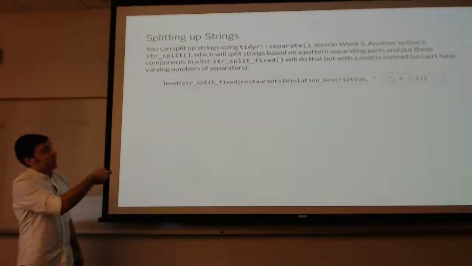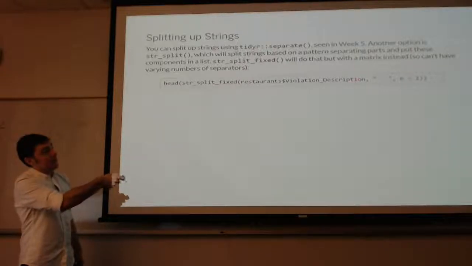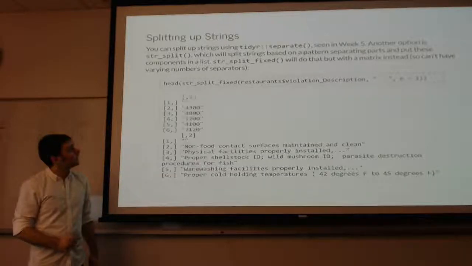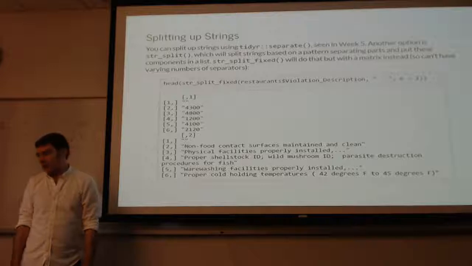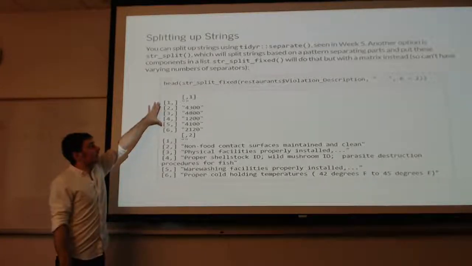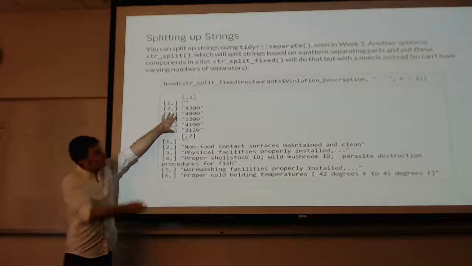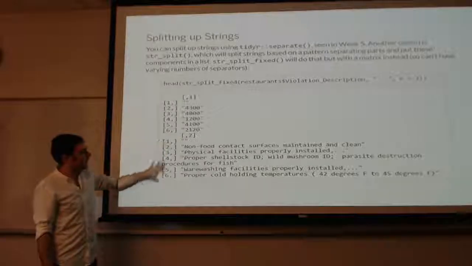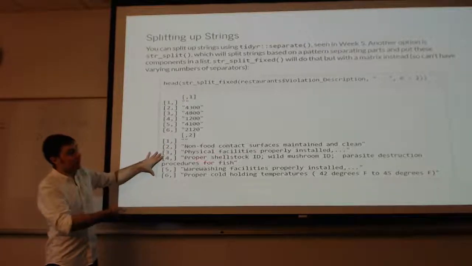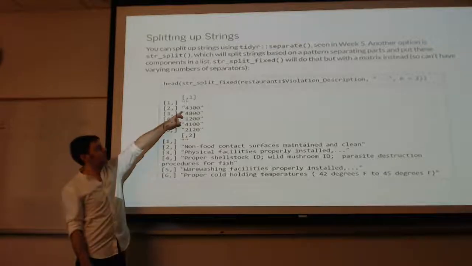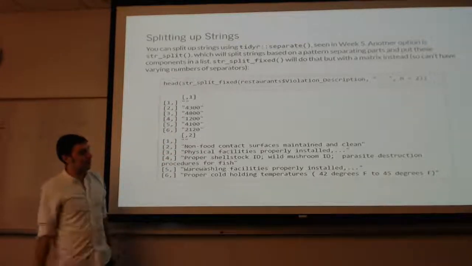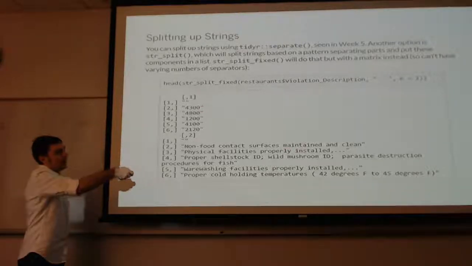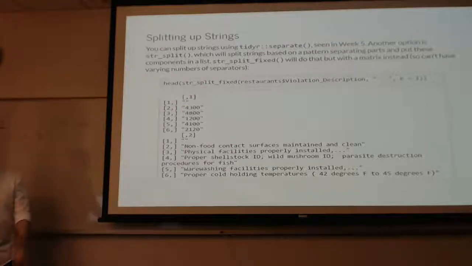String split fixed here says I want to split these data by this separator always into two columns, or two values. So what I've done is I've created a list here. The violation numbers are going to be whatever preceded that space dash space. The second element of the list is going to be the vector of all of the things on the right side of that separator. So in this case, violation 4300 is associated with non-food contact surfaces maintained and clean. So if somebody had this violation 4300, it would mean that their non-food contact surfaces were not maintained and clean.